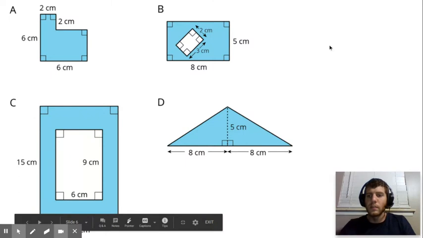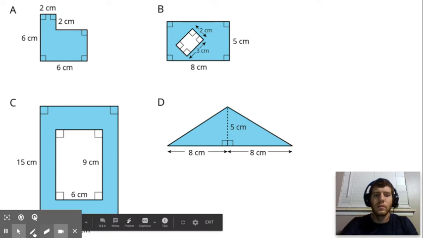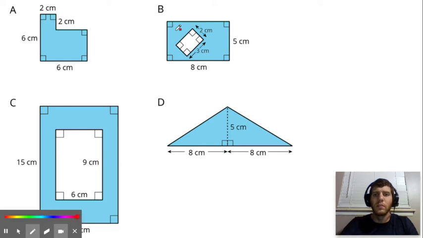All right, we're still looking at area problems here. In these problems, we're going to want to find the area of the shaded region. So we only want this area in blue. What we're going to have to do is take the area of the large object and then subtract away the area of the smaller object on the inside.